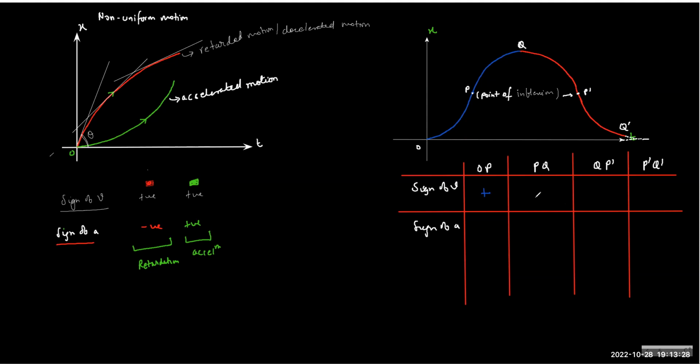Okay. Similarly, explain the P to Q part and Q to P dash and P dash to Q dash, everyone. So Rugved will tell me P to Q. Rugved, P to Q will be? Positive. Very good. Are you confused or not 100% sure? No, I'm 100% sure. Very good. Q to P dash, sure, I will tell you.